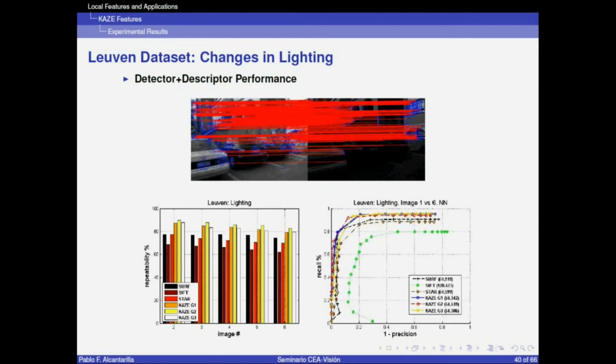Here is another example for the Leuven dataset. Here we have changes in lighting conditions of the images, and we obtain similar conclusions. The detector in CASE is better than competitors. This dataset is not very challenging, so the differences are not as big as compared to other datasets. And also the joint detector and descriptor performance is better for CASE than the other methods.